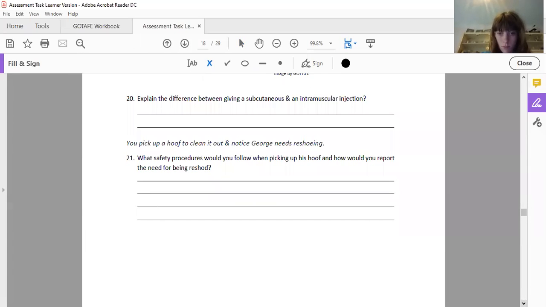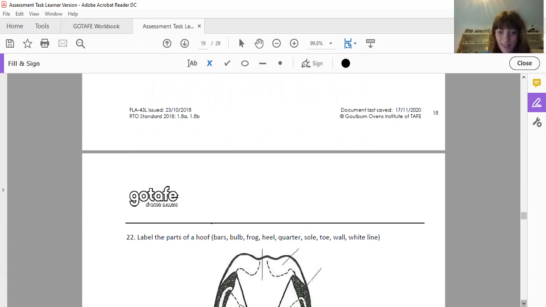21, you pick up a hoof to clean it out. You notice that George needs reshoeing. What safety procedures would you follow when you're picking up his foot? And then how would you report the need for being reshod? So yeah, speaking to someone, documenting it, how would you go about that?